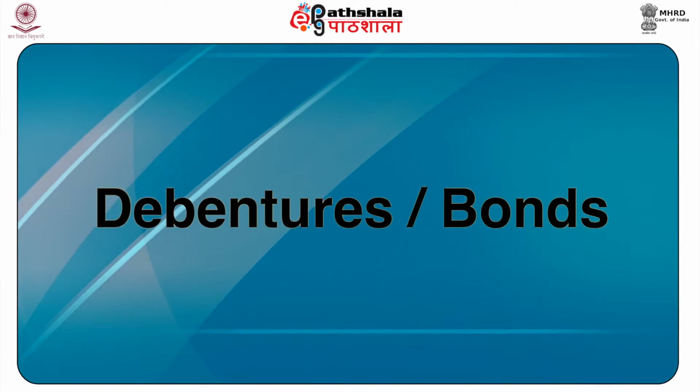Debentures and bonds. A bond or debenture is a fixed income security which is issued by a borrowing unit under a borrowing arrangement. Under the agreement, which is known as the debenture indenture, the issuer or the borrower has to pay periodic interest payments to the holder on specific dates.